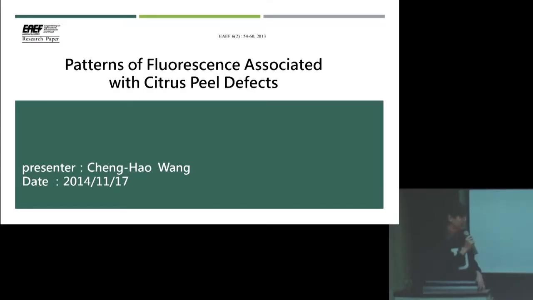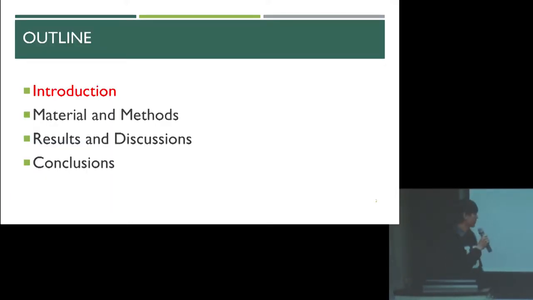Good morning, everyone. My name is Cheng-Hao Wang, and today I'm going to talk about the patterns of fluorescence associated with citrus peel defect. I am going to divide it into 5 parts. First is my introduction.